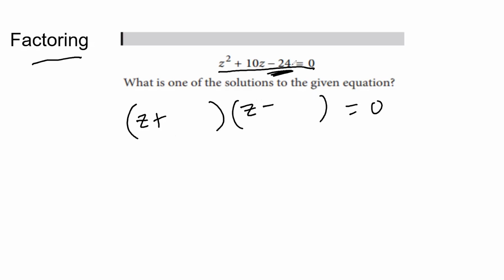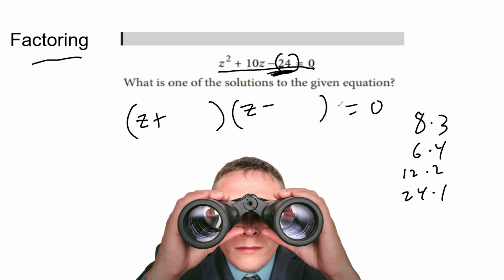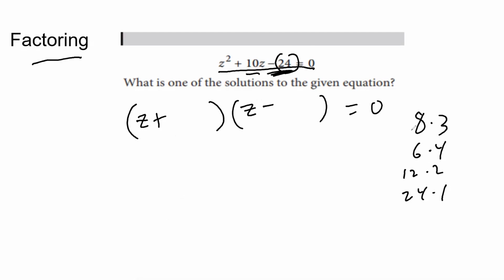So let's get to it. 24, we need to list all the factors for that first. The factors are 8 times 3, 6 times 4, 12 times 2, and 24 times 1. Now, here's what you're trying to look for. What can you add or subtract in order to get 10? That's the only way it's going to work, because that's how it happens when you multiply two binomials together.